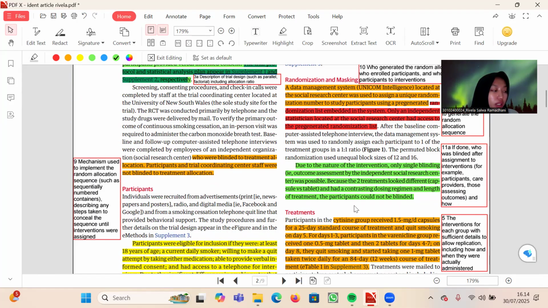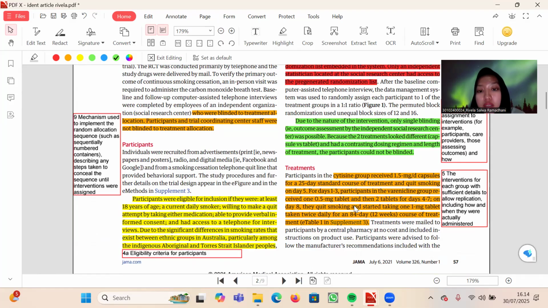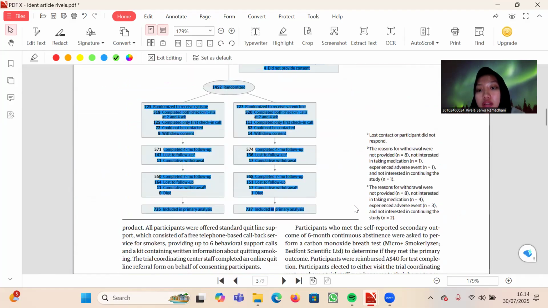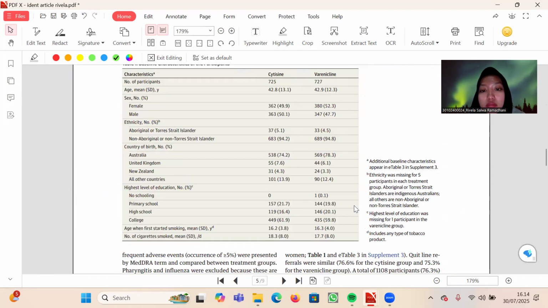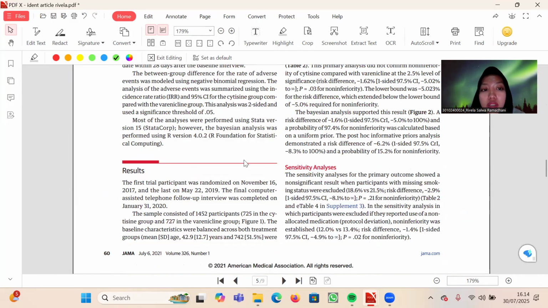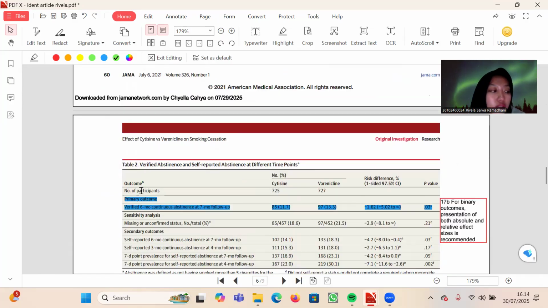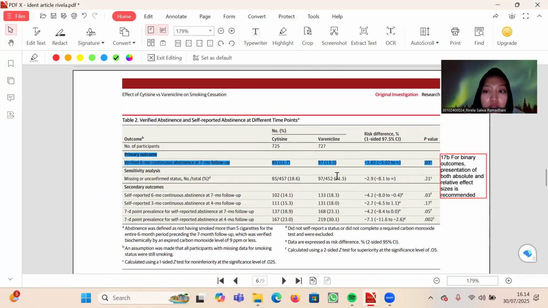Next, for 17A, outcomes and estimation. The abstinence rates were 12 for cytisine and 3 for varenicline. This one is 17A.